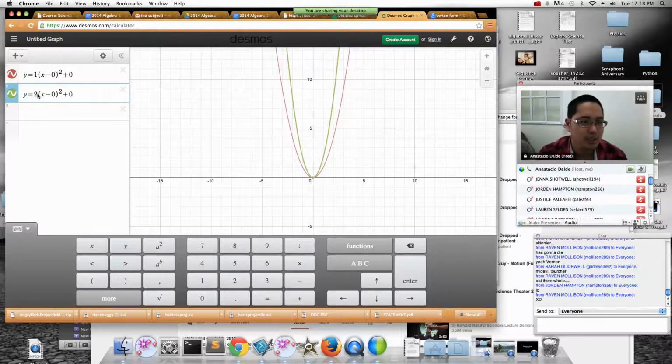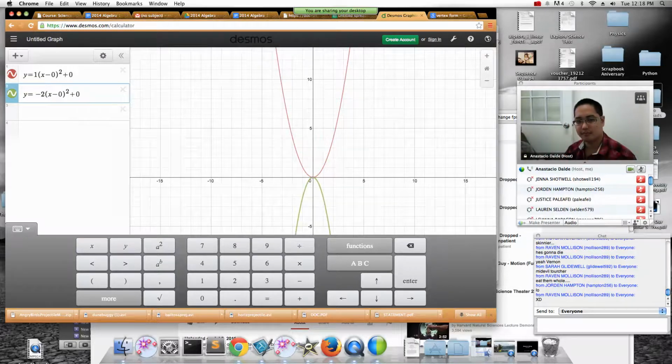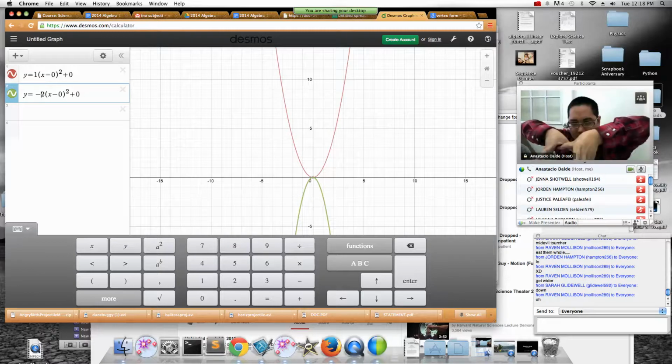All right, cool. Now, what if I put a negative out in front? What did that do? Okay. All it did, it didn't get wider. All it did was it just kind of went like this. Boom. That's it.